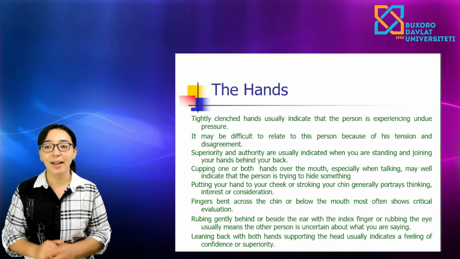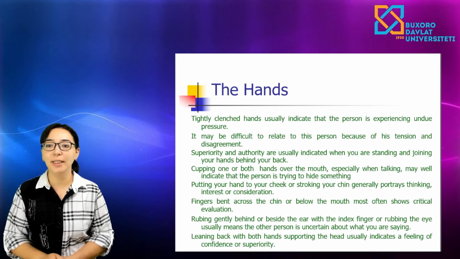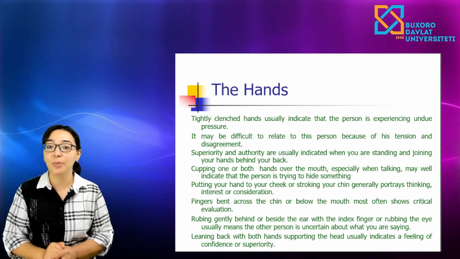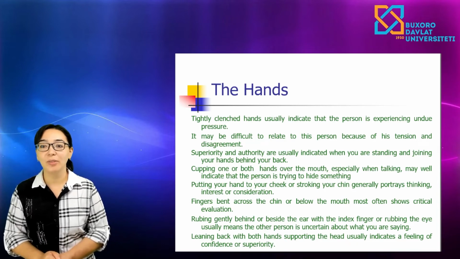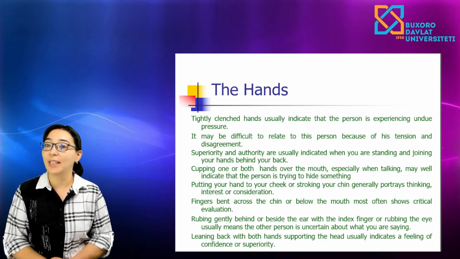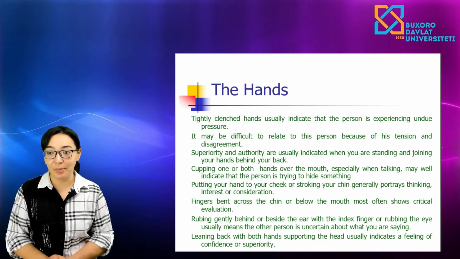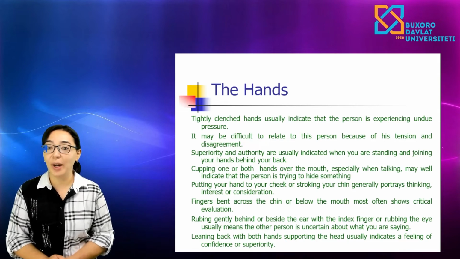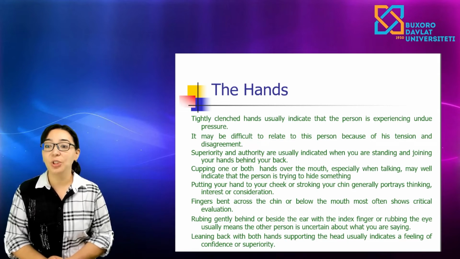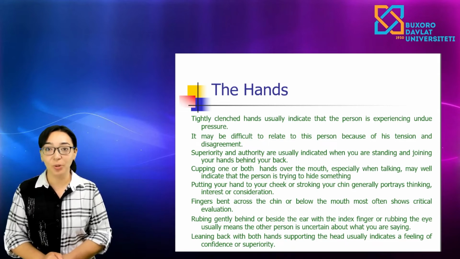Hands. Tightly clenched hands usually indicate that the person is experiencing undue pressure. It may be difficult to relate to this person because of his tension and disagreement. Superiority and authority are usually indicated when you are standing and joining your hands behind your back.